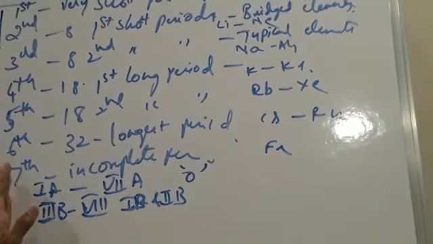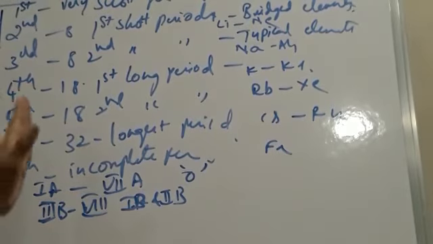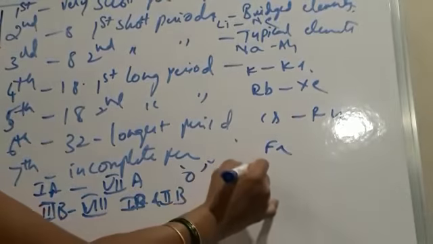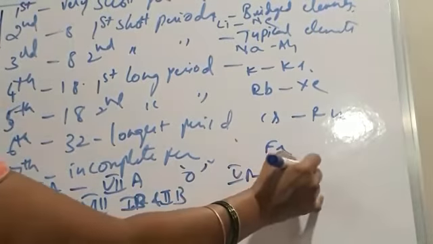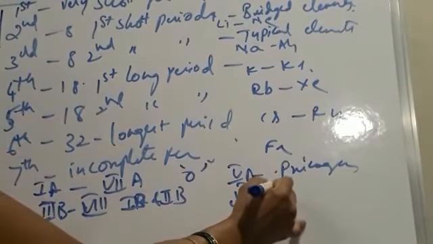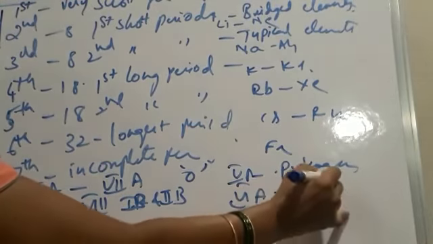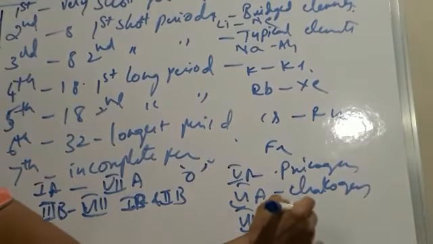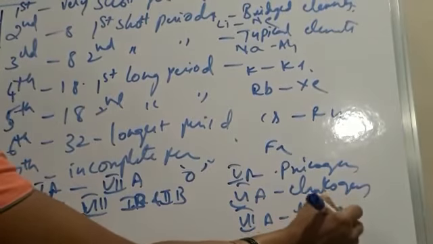So first A group elements are alkali metals, second A group elements are alkaline earth metals. The nitrogen family elements are also called nicogens. Fifth A group elements are also called nicogens. Sixth A group elements are also called chalcogens. Seventh A group elements are also called halogens.